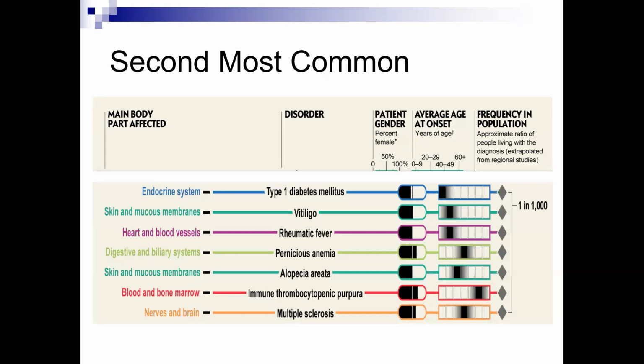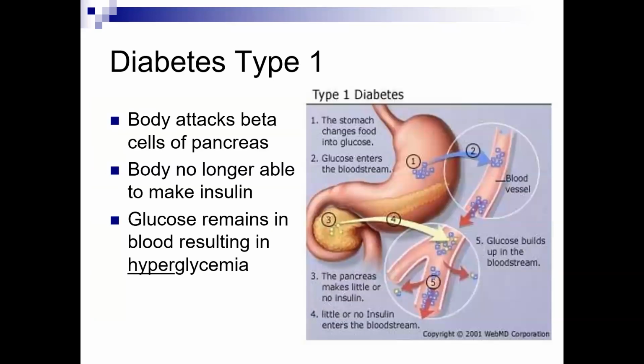So then we have our second most common autoimmune diseases. This is 1 in 1,000. We have diabetes type 1. This is insulin dependent. The antibodies destroy the beta cells of the pancreas. These beta cells are responsible for releasing insulin. So instead, the glucose remains in the blood, resulting in hyperglycemia. If insulin is not there, the glucose is unable to enter the cells. So these people are dependent on insulin.